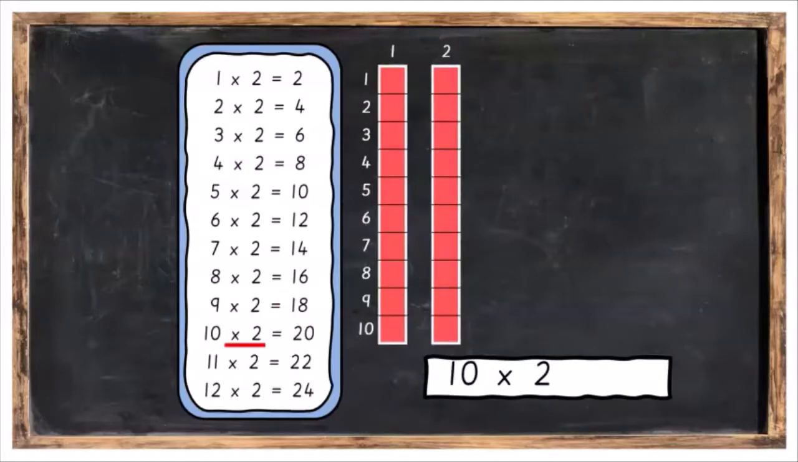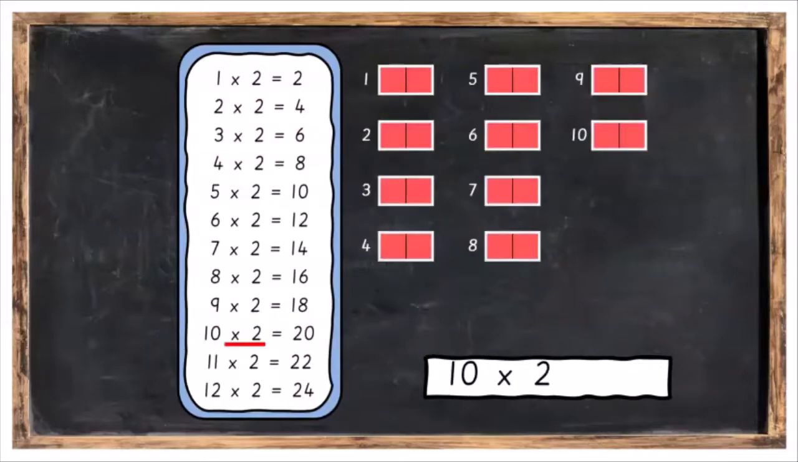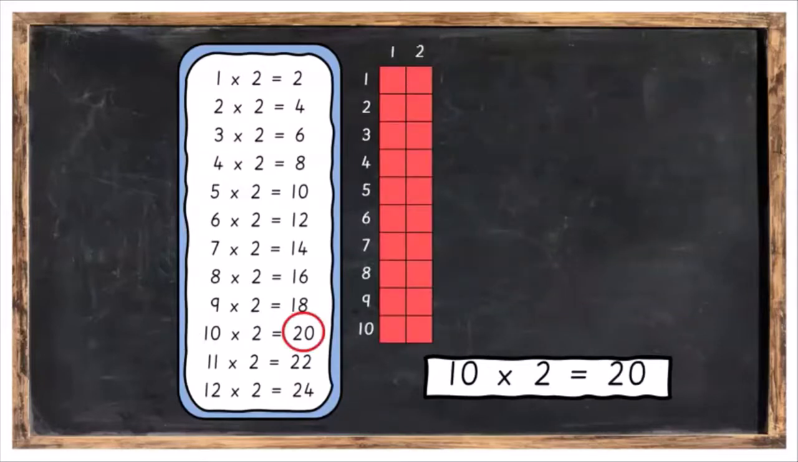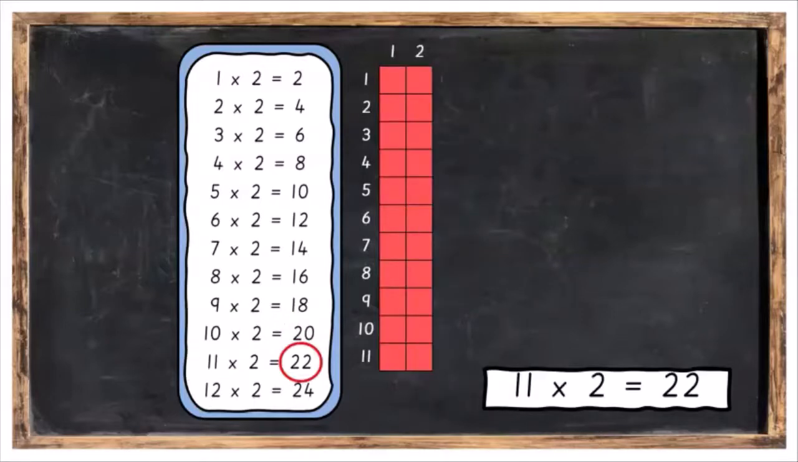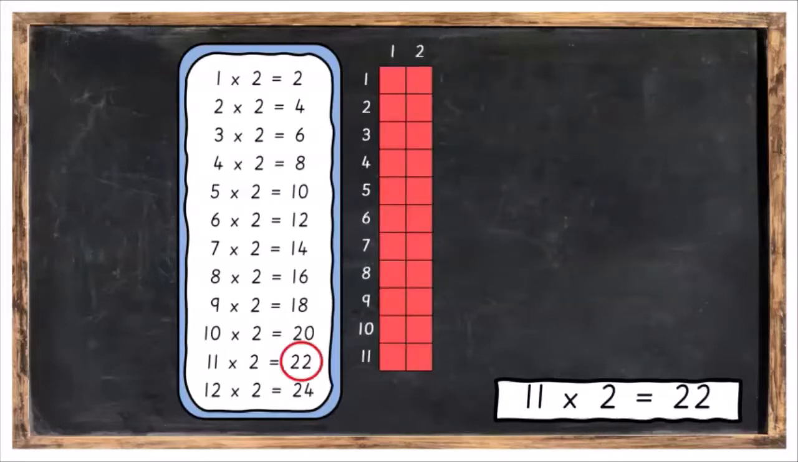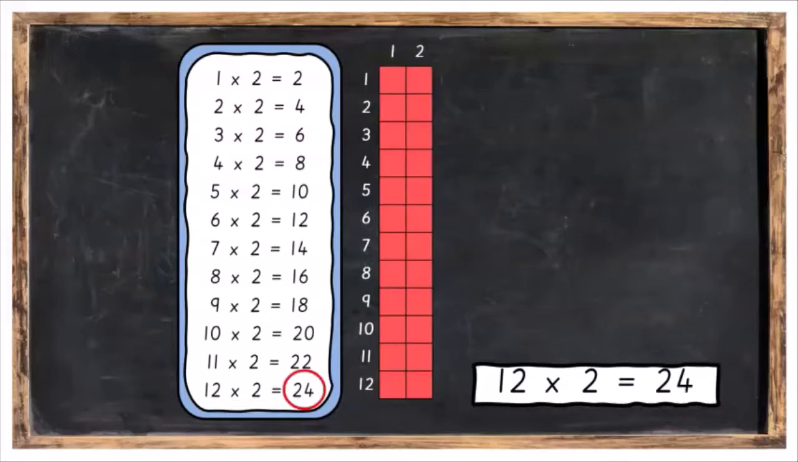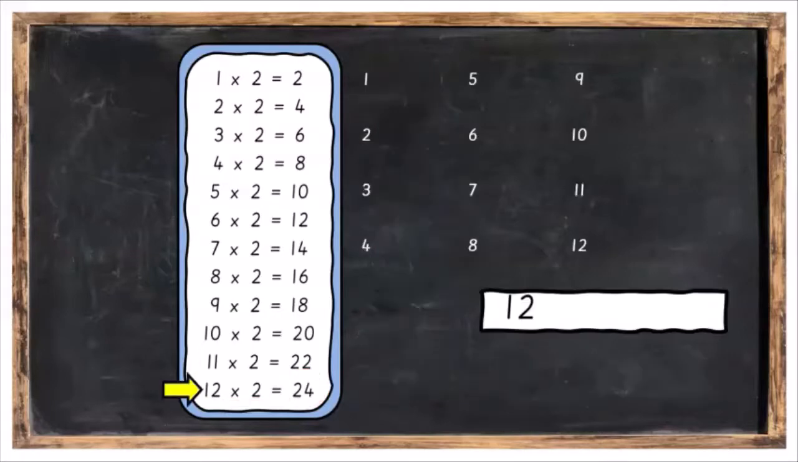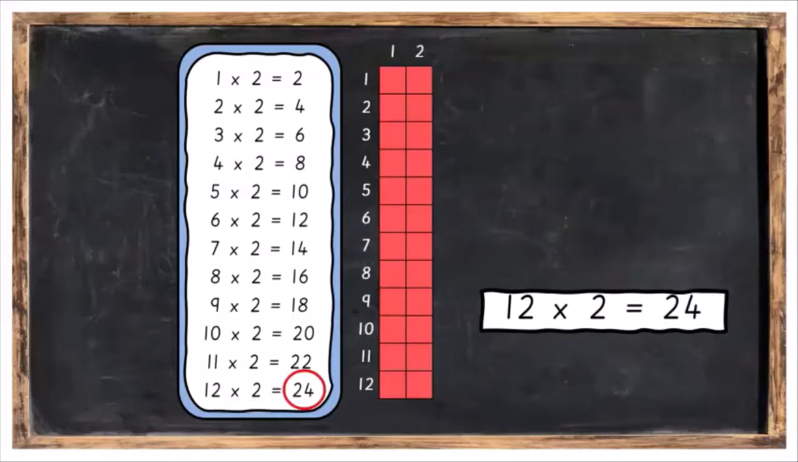10 times 2 is equal to 20. Or 10 2's are 20. 11 times 2 is 22. Or 11 2's are 22. And finally, 12 times 2 is equal to 24. Or 12 2's are equal to 24.